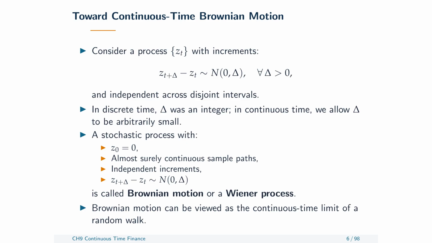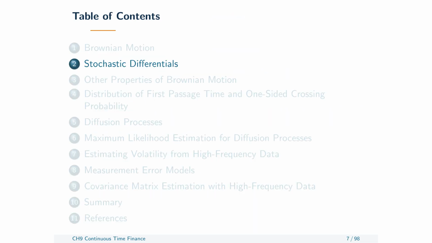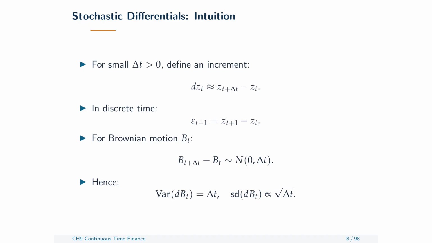Standard Brownian motion starts at 0, has continuous sample paths, and has independent increments over disjoint intervals. An increment over an interval of length delta follows a normal distribution with mean 0 and variance delta. The distribution depends only on interval length, not its calendar location, so increments are stationary. These properties jointly define an idealized continuous time source of random variation.